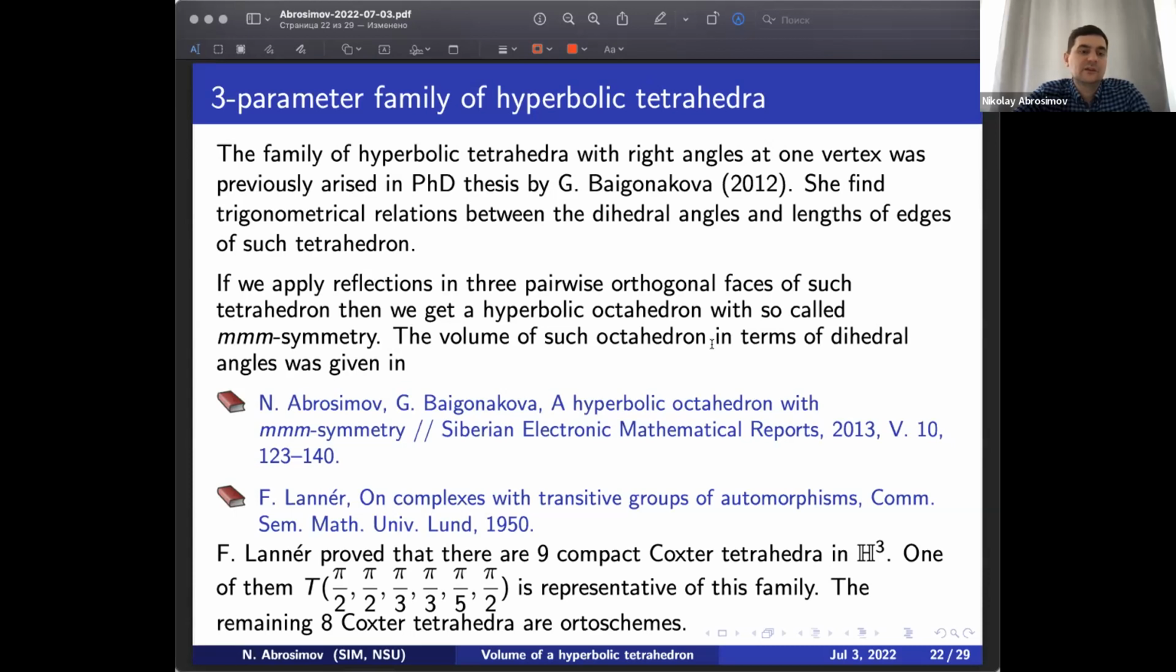Also, I would like to note that Vinberg and Lanner proved that there are exactly 9 compact Coxeter tetrahedra in the hyperbolic 3-space, and one of them with such a set of diagonal angles is representative of our family of tetrahedra under consideration. And the remaining 8 Coxeter hyperbolic tetrahedra are hyperbolic orthoschemes.